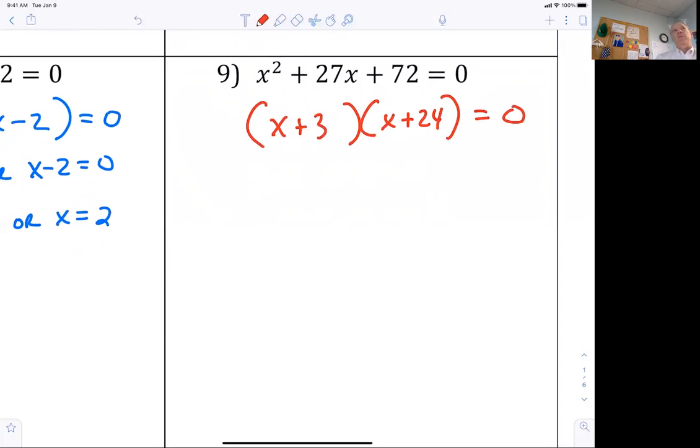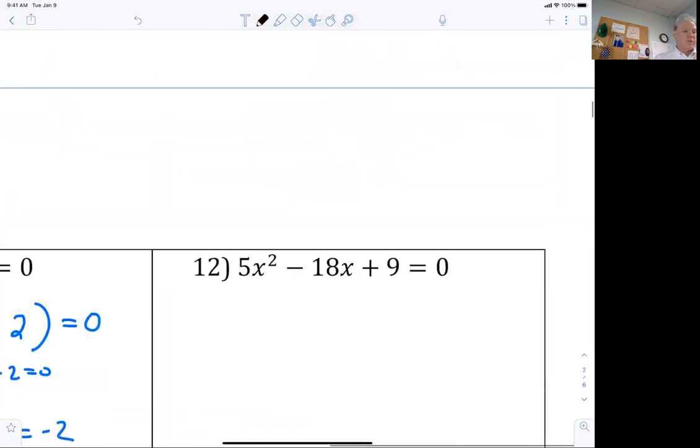Now, of course, 72 is a little bit harder because there's a lot of factors. All right. So now we would say that our solution is what? Either x equals -3 or x equals -24. All right. Any issues with this? Anybody?